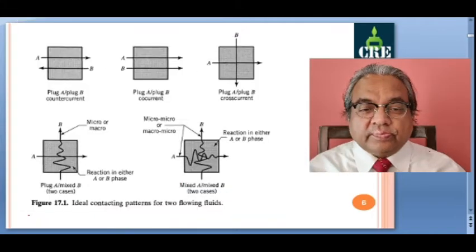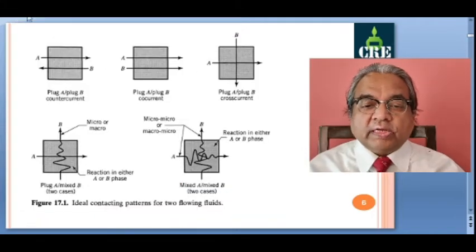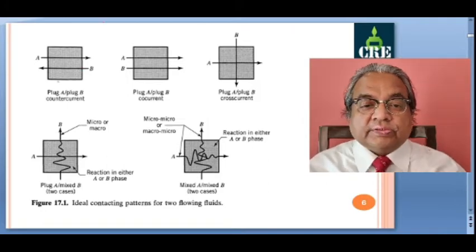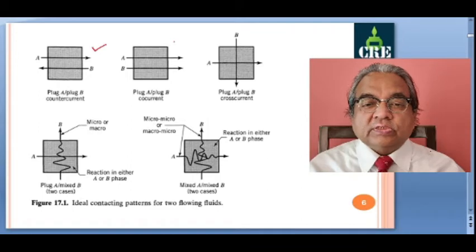Now we will see the contacting patterns of two fluids. Here we have plug flow of A, plug flow of B. So in all these three cases, we have plug flow of A and plug flow of B. So flow is similar. The movement here is in the counter current direction. Here it is co-current and here it is cross current.